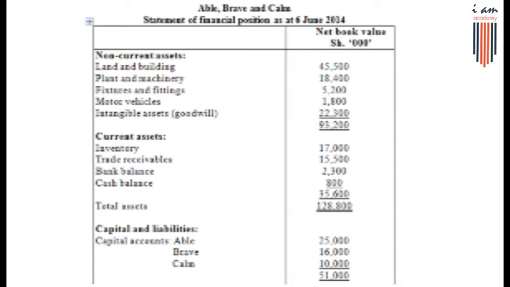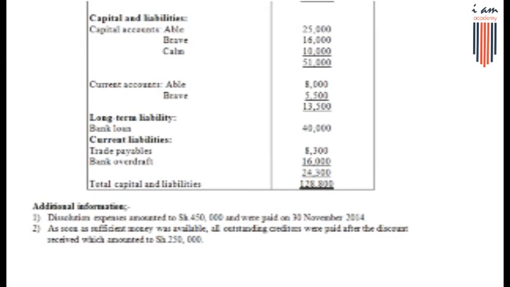We have been given the non-current assets. Those are the book values: land, plant and machinery, fixtures, motor vehicle, and intangible assets, that's goodwill. Current assets: inventory, trade receivables, bank balance, and cash balance. We have the capital accounts, the current accounts, long-term liabilities, the bank loan, and current liabilities, our trade payables and bank overdraft. Then we have the total capital and liabilities, and additional information.